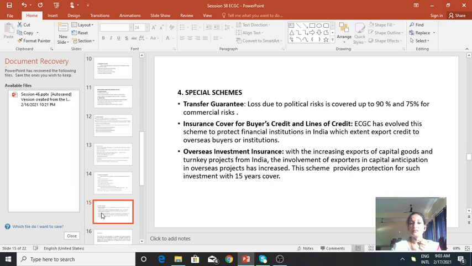Then specific special schemes: there you will have transfer guarantees, loss due to political risk covered by 90% and 75% for commercial risk. Then insurance cover for the buyer's credit and lines of credit, and overseas investment insurance. This is nothing but, with the increase in exports of capital goods and turnkey projects from India, the involvement of exporters in capital participation in overseas projects has increased, and this provides protection with 15 years cover.